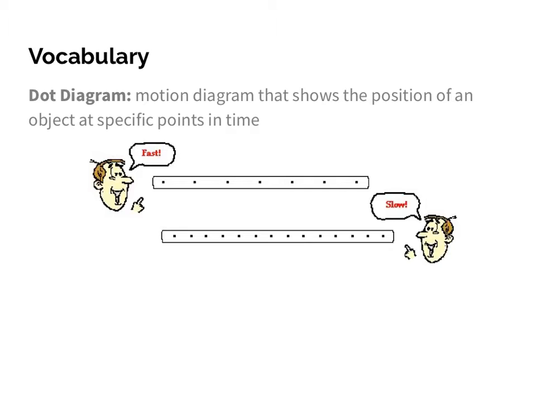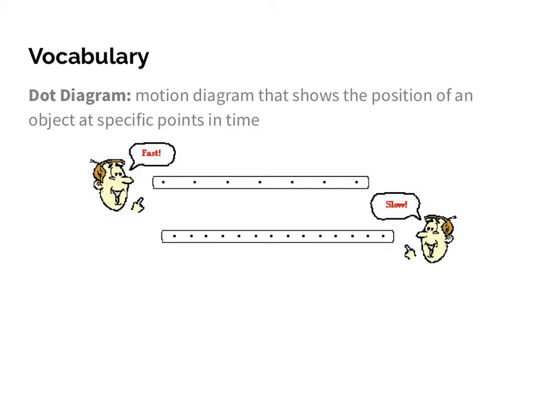So all this section we're going to focus on the different ways in which we can represent motion. There's going to be a lot of meat and potatoes, so if at any point you have to pause the video, write some things down, go ahead and do so. The first type of diagram we're going to look at is what's called a dot diagram.